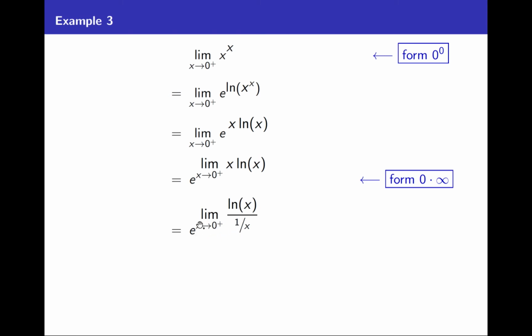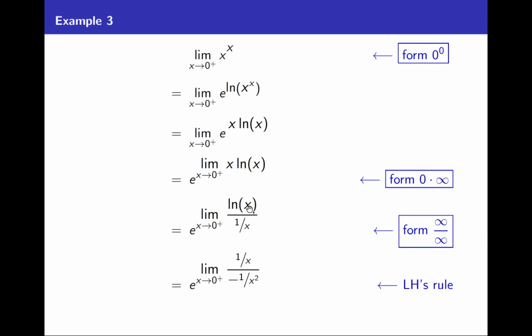We could bring the x down to the bottom as a 1 over x, so we get e to the power of limit as x goes to 0 from the right of ln of x over 1 over x. Now as x goes to 0 from the right, the numerator ln of x goes to negative infinity, and the 1 over x goes to positive infinity. So this limit up in the exponent has form infinity over infinity, and that we can apply L'Hopital's rule to.